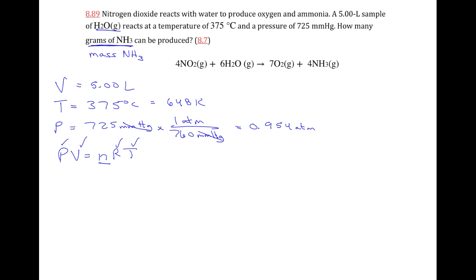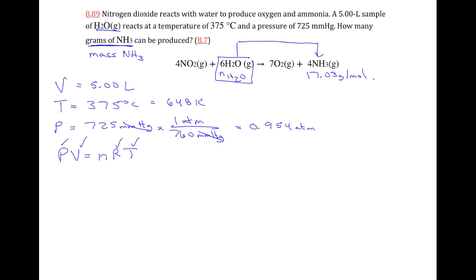But if I have the number of moles of H2O, I can use the conversion factor from my balanced equation that for every 6 moles of water, I form 4 moles of ammonia. If I know the number of moles of ammonia, then I can just use the molar mass of ammonia, which is 17.03 grams per mole, to figure out the mass of ammonia. If you don't follow me, let's just move ahead and calculate the number of moles of H2O gas.